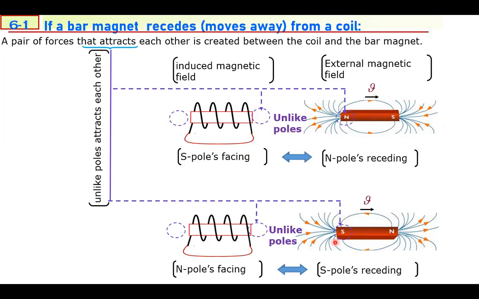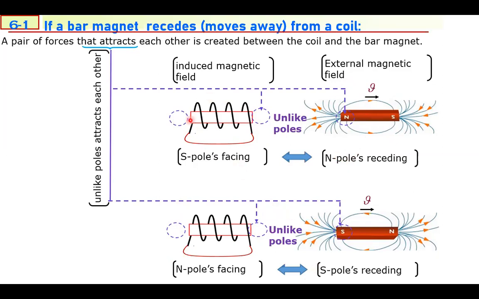If S is moving away or receding, for the force to be attractive, if this is S, that must be N, and if this is N, this must be S. So this is how we determine the poles of the magnetic field on this coil, according to the relative motion of the bar magnet.